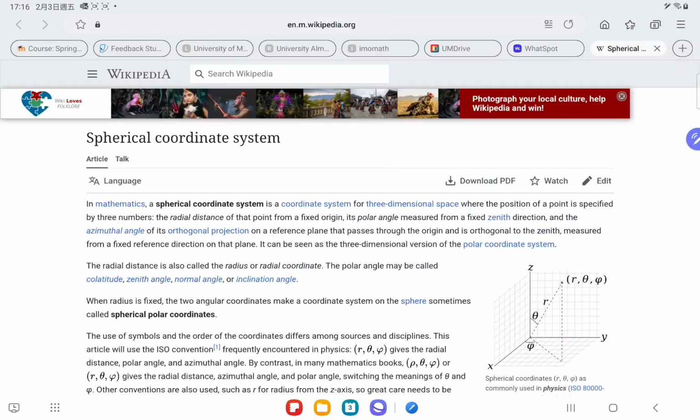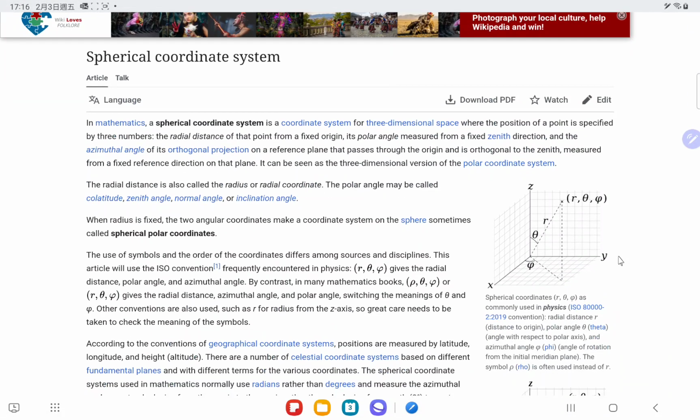So the spherical coordinate system is something like this. This is r, this is theta. The theta is the angle between this line and the z-axis. Then if you project this point onto the xy plane and connect the projected point to the origin, the angle between this line and the x-axis will be phi. I just wrote phi as a circle with a bar, which is another style.